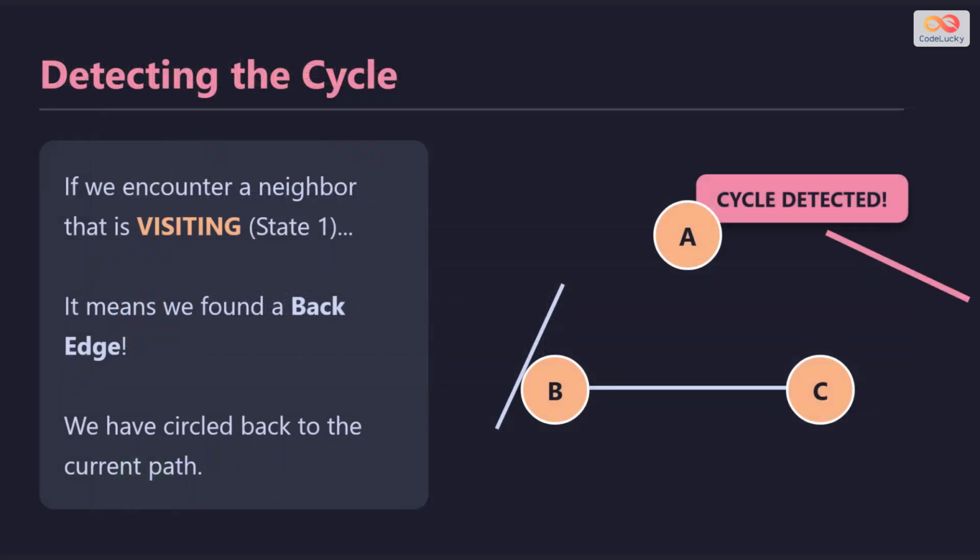During our DFS traversal, if we encounter a neighbor that is in the visiting state, we have found a problem. This is called a back edge. It means the neighbor is already in our current path, confirming a cycle exists.